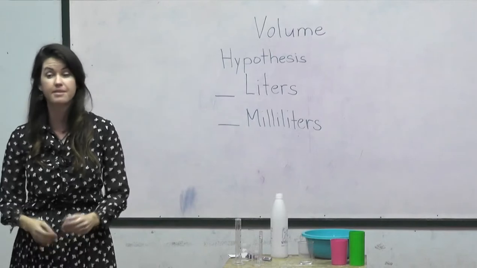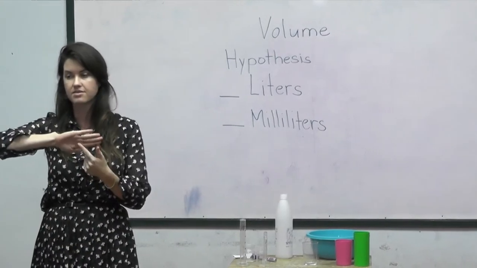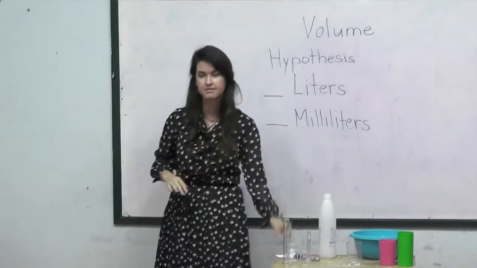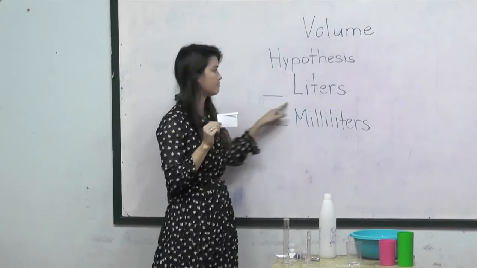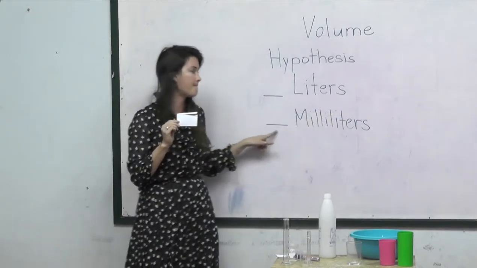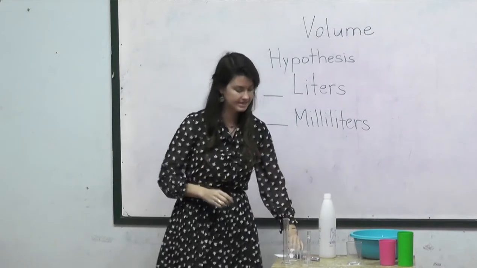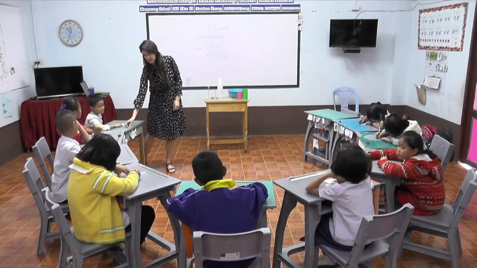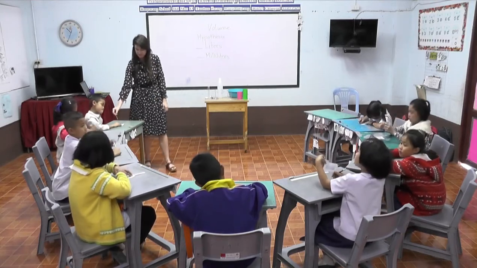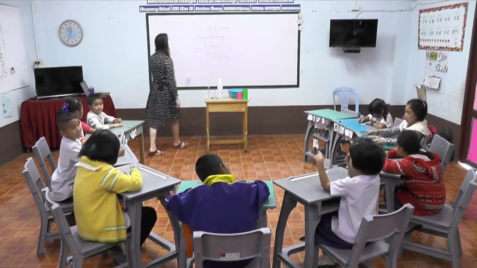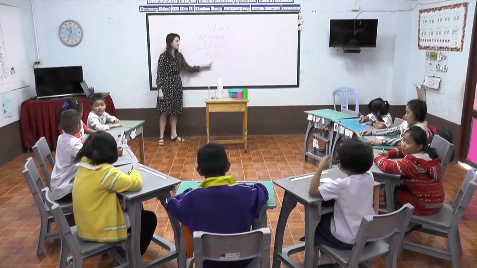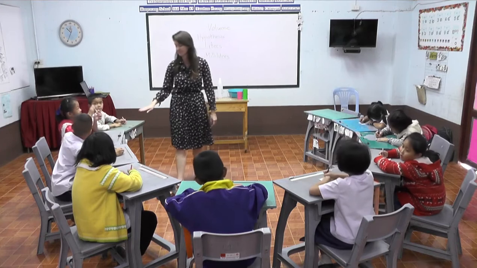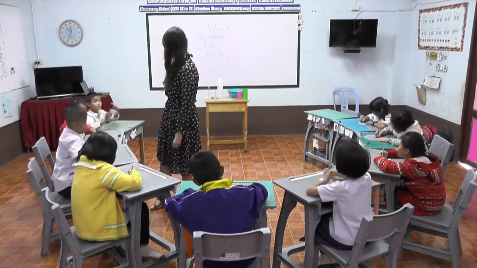So friends, you're going to have something on your card. Turn it over so that you see the blank side. Turn it over so that you see the empty side. And you're going to write blank liters, blank milliliters. And we're going to guess. Pick up your pencil. Here you go. Pick up your pencil. Blank liters, blank milliliters. Write that on your paper.